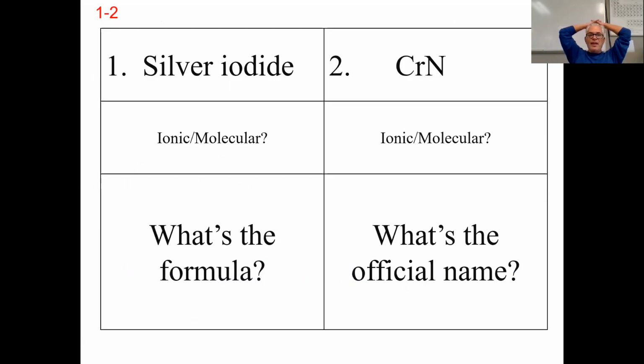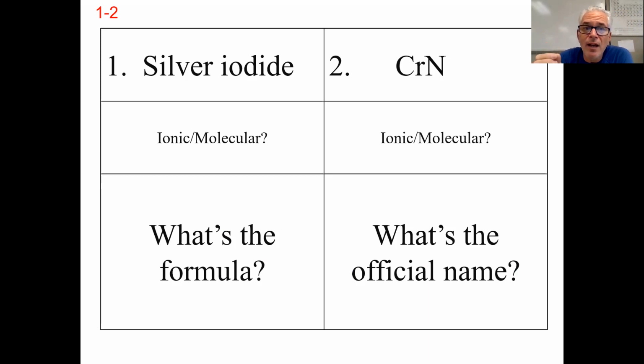Let's look at question 1. The name of this stuff is silver iodide. Is it ionic or molecular? How do you figure that out? Is the first name a metal? If it's a metal, then it has to be ionic. What is silver? Silver is a metal. Now, if you didn't know that, you can look silver up. It's number 47. Here's silver on the periodic table in the middle. It's not a nonmetal, so it's a metal.